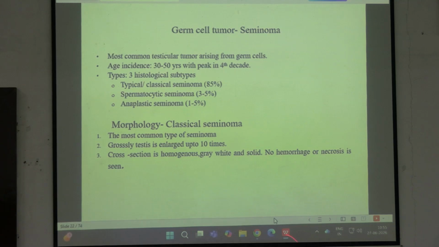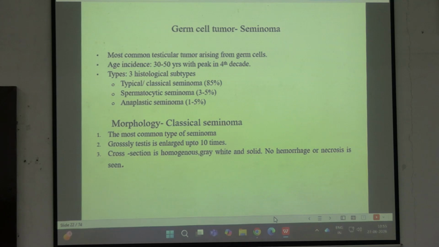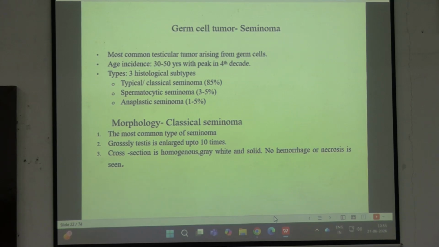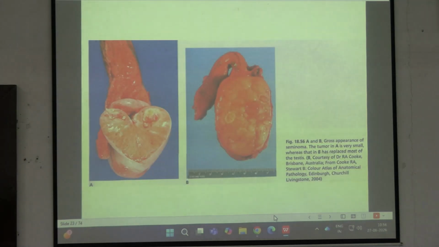So, discussing seminoma in general, the classical seminoma, the most common type: grossly, the testis can be enlarged up to 10 times. Cross-section shows homogeneous, grey to grey-white solid tissue, usually no hemorrhage or necrosis present. So this is your seminoma of the testis.